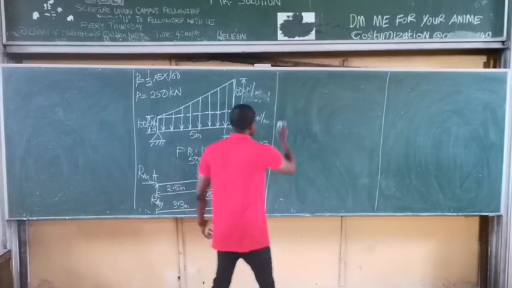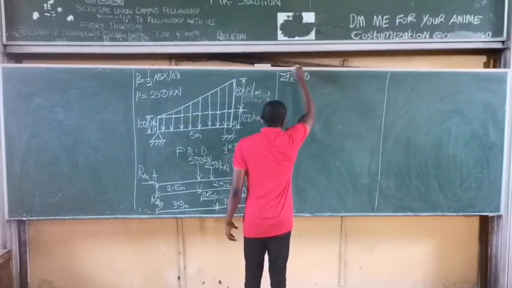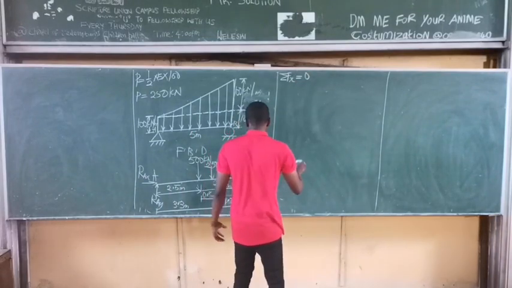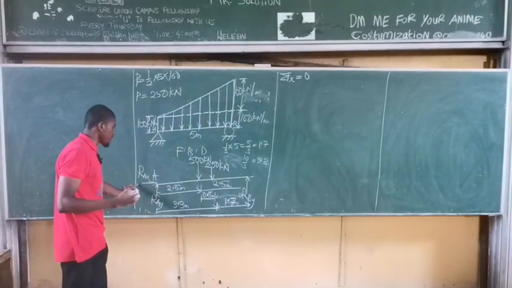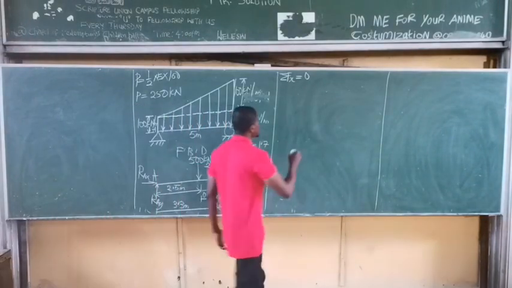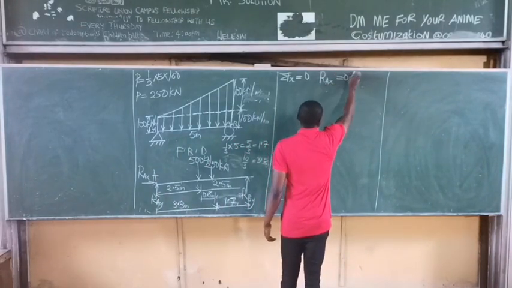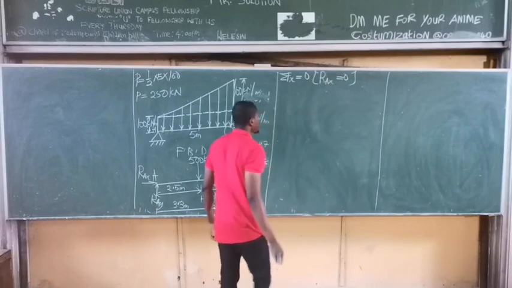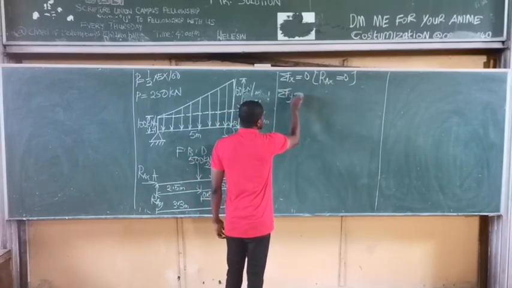First law, summation of force in the x-axis, or summation of horizontal force, is simply equal to 0. And if we look at this beam, the only force pointing in the x-axis is simply RAX. So that simply means that RAX is simply equal to 0. Next equilibrium law, summation of vertical force, summation Fy, is equal to 0.